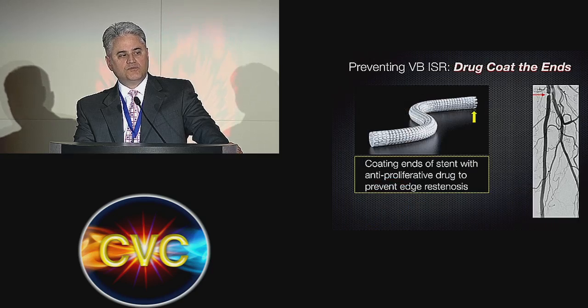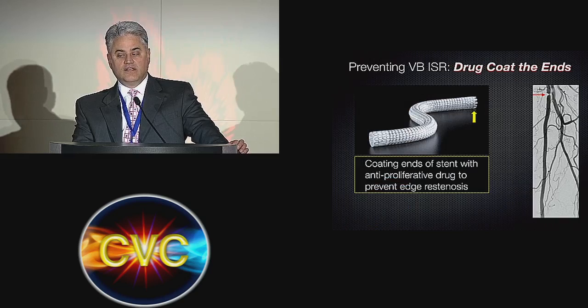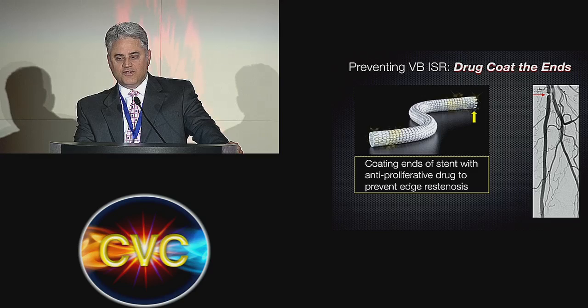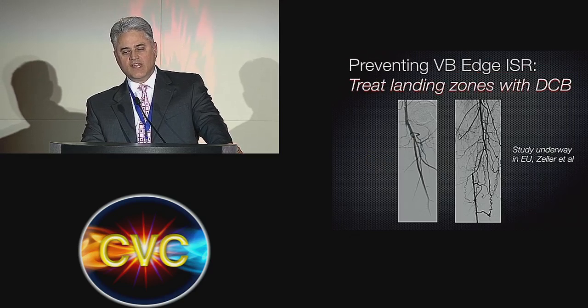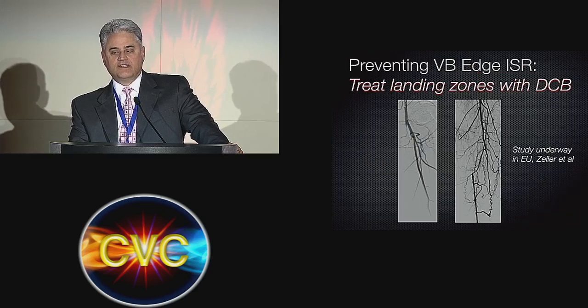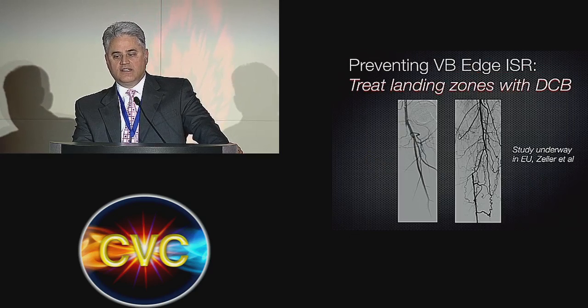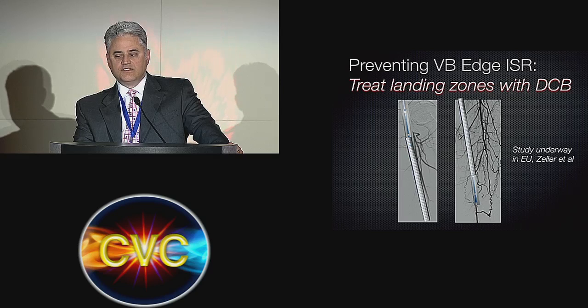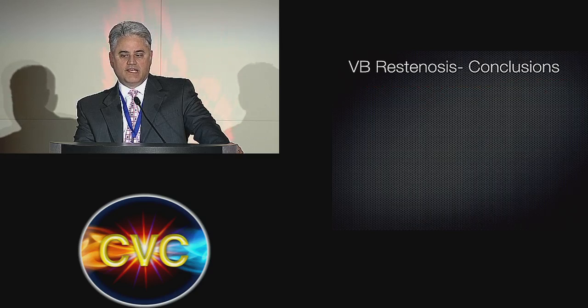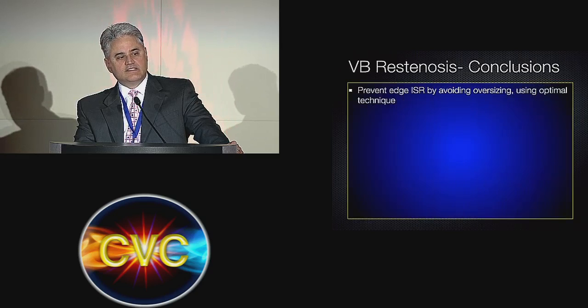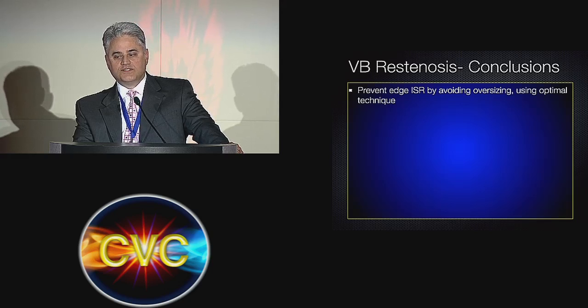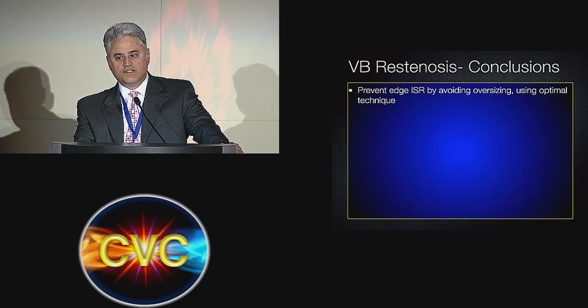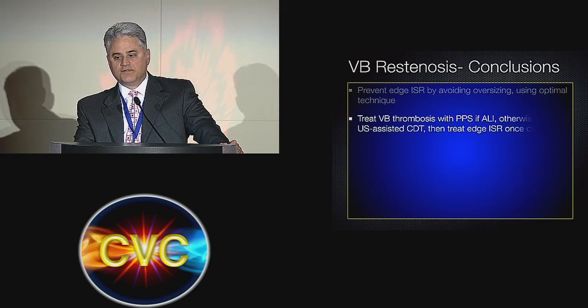Another potential option would be to try and treat the edges of the Viabahn with an anti-proliferative drug, and I can assure you the engineers at Gore are furiously working on trying to do this. Another interesting concept is to try to treat the landing zones with DCB. Dr. Zeller and his group in Germany are looking at a strategy of DCB to treat the landing zones, followed by placing a Viabahn. So in conclusion, prevention is better, and if you can prevent edge restenosis, do it. The best way to accomplish that goal is to avoid oversizing and really use optimal technique.